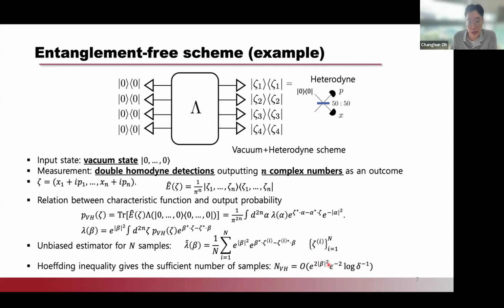As you can see, if you want to learn this lambda beta at large beta, then you're going to have an exponentially large number of samples to learn. And what it means is that this sample complexity depends on the amplitude of this beta.